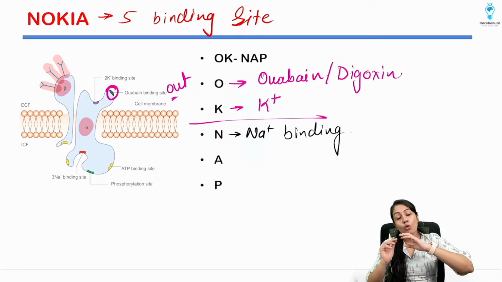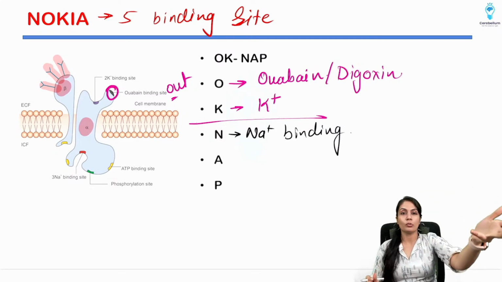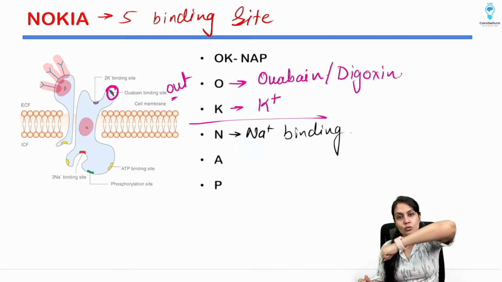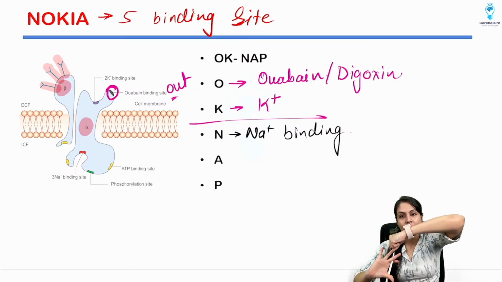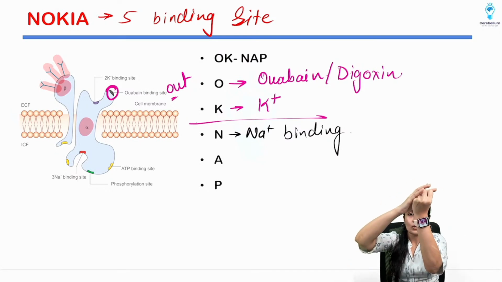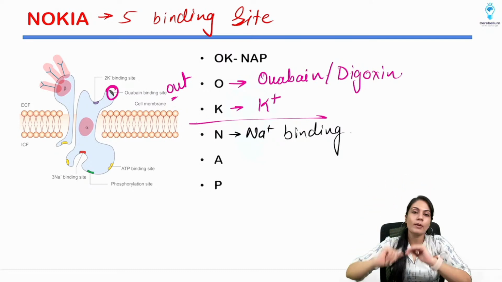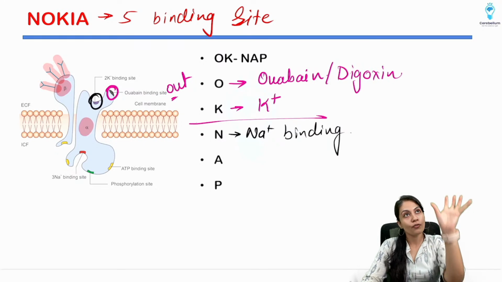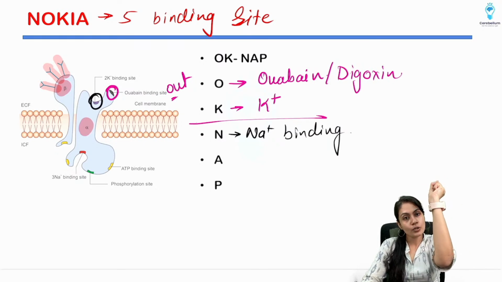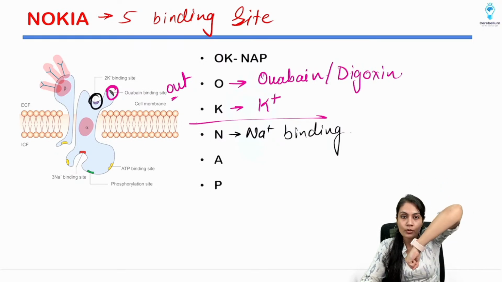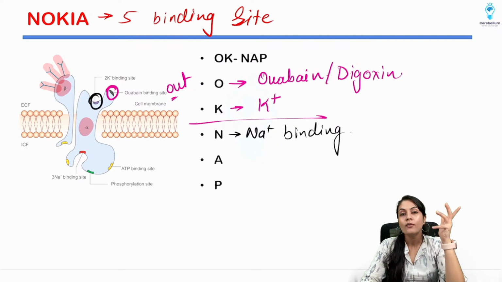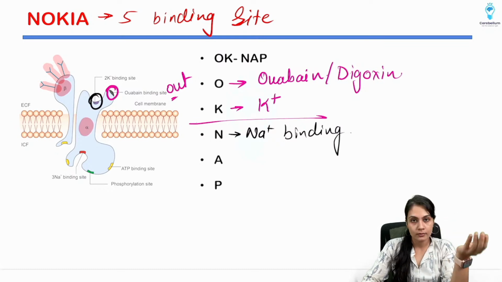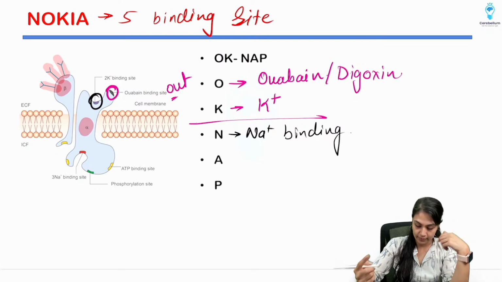Remember, I have to throw the sodium from inside to outside. So I'm going to grab the sodium from inside and this alpha subunit will flip. As soon as it flips, it will release the sodium outside. In the same way, it is going to bind to the potassium from outside and hold it. As soon as it flips inside the cell, it will release the potassium, and that's how it is going to flip and change the position of the ion, right?